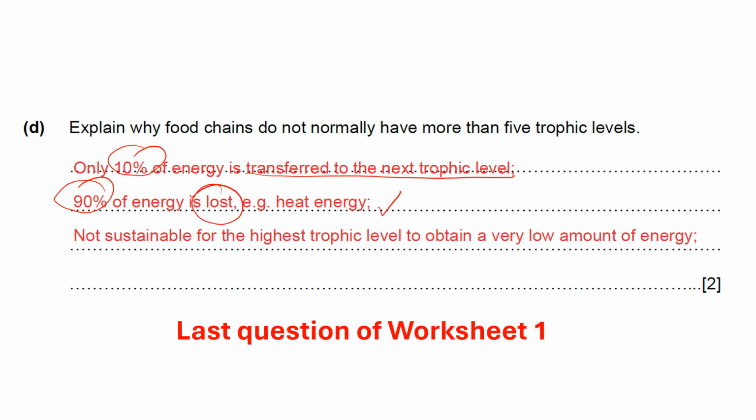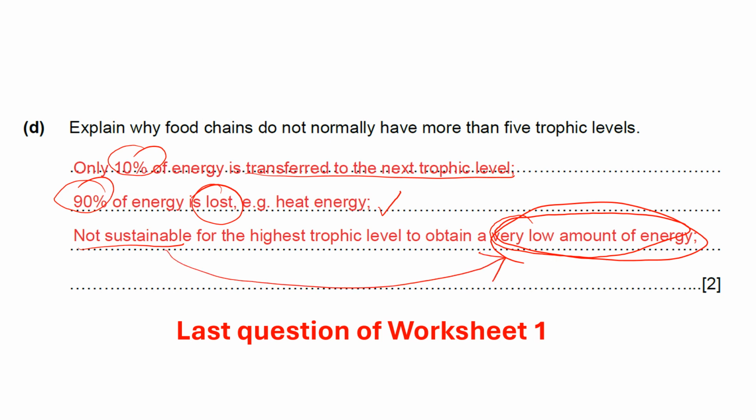And finally, a lot of you wrote not sustainable, correct? Yes, but you have to link it to very low amount of energy for the one at the top trophic level. Okay, so you cannot just write not sustainable and then full stop. You have to link sustainability to the availability of energy in the food chain. So this is missing for many of you. Okay, but this one is your main culprit. Many of you don't write 10 and 90, and I already told you during theory that this 10 and 90 is a must to me.